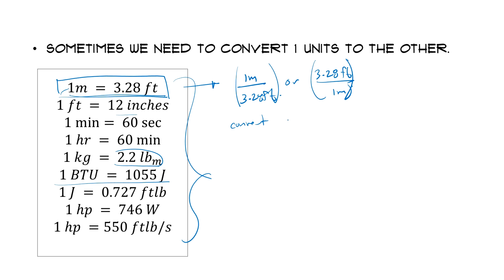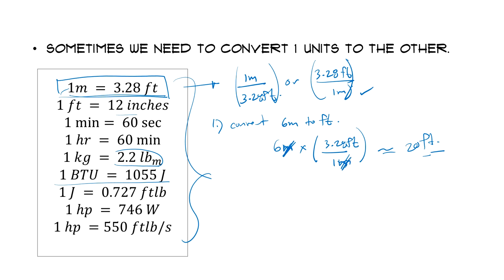So let's say convert 6 meters to feet. I will write 6 meters times, and I will use this form because I want to cancel out the meter, so that means 3.28 feet per 1 meter. Therefore, the answer is more or less around 20 feet. We see here that the unit of meter cancels out, and what's left is feet.